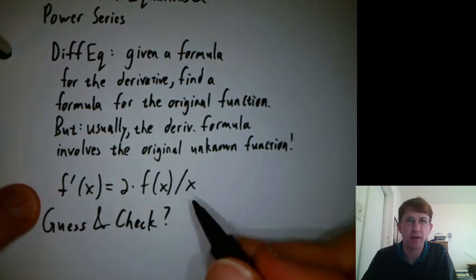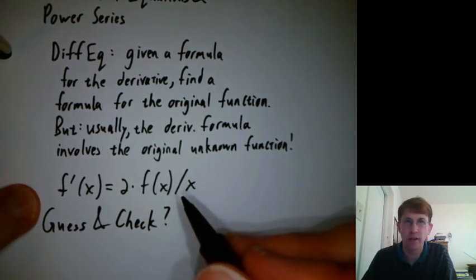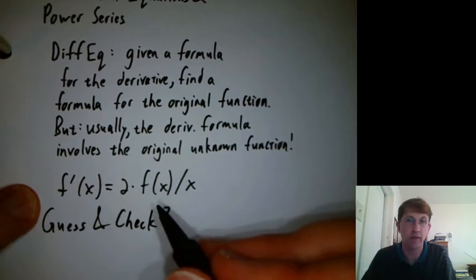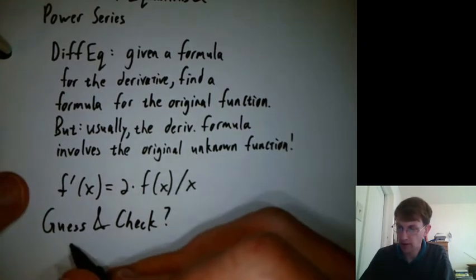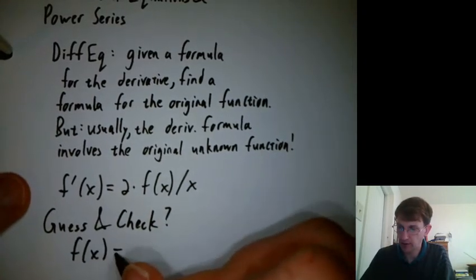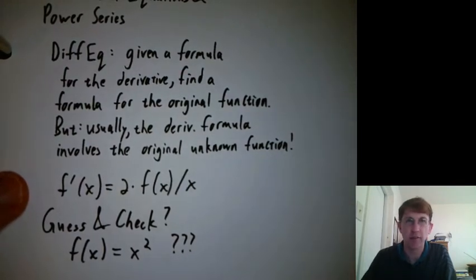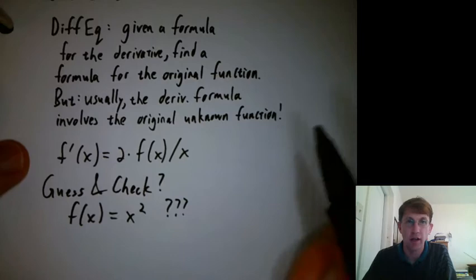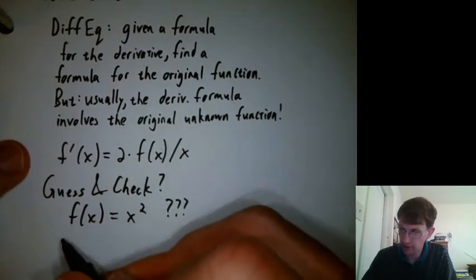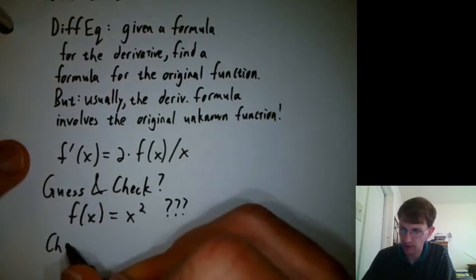And there's hardly any intuition we can use here. Let's just use plain old, how about x squared? So let's say f of x equals x squared. You might end up seeing that I'm a very good guesser on that. So let's check it. So that's my guess.